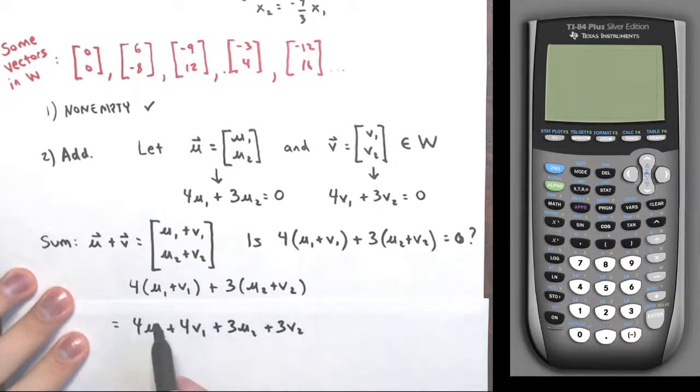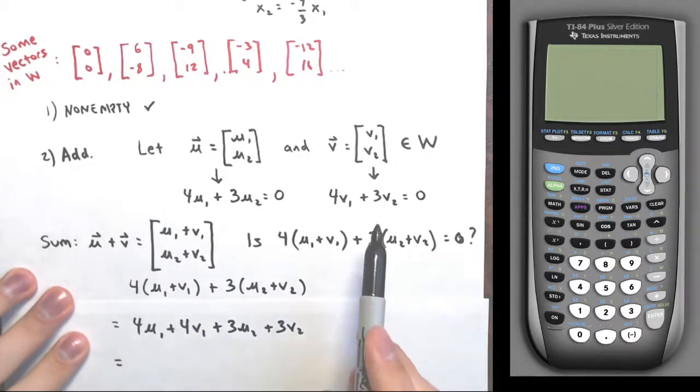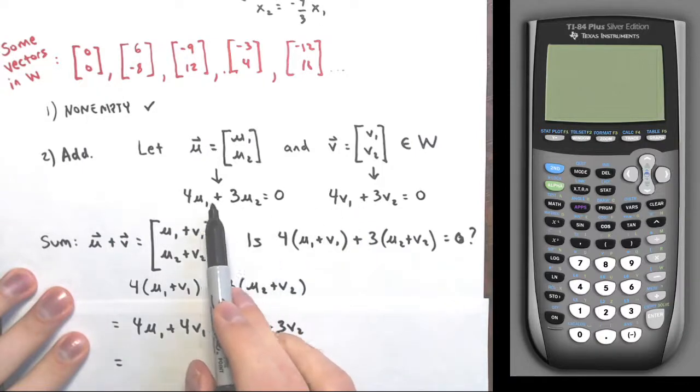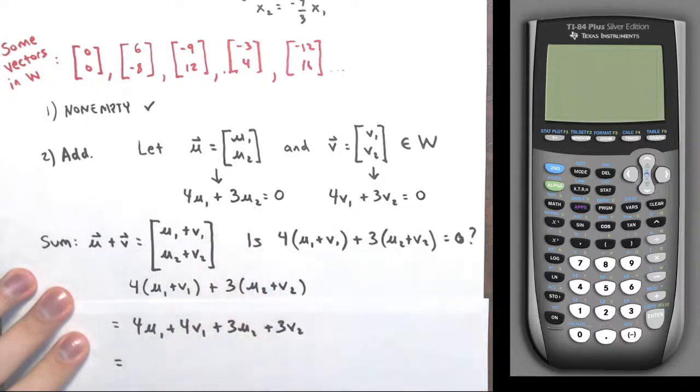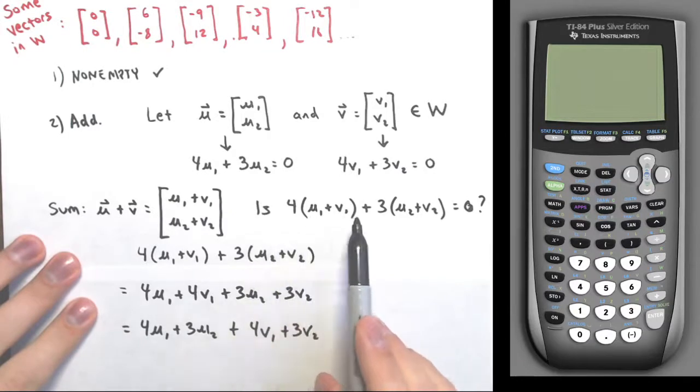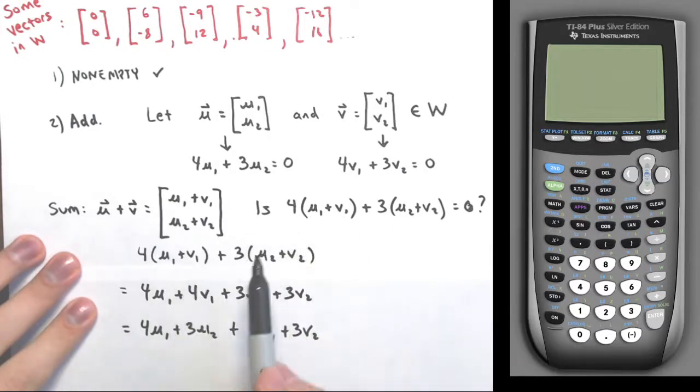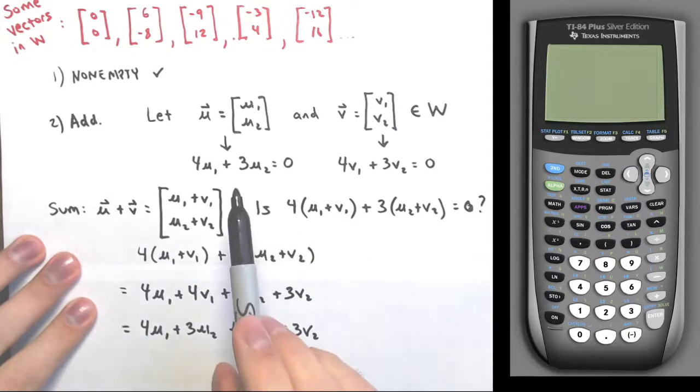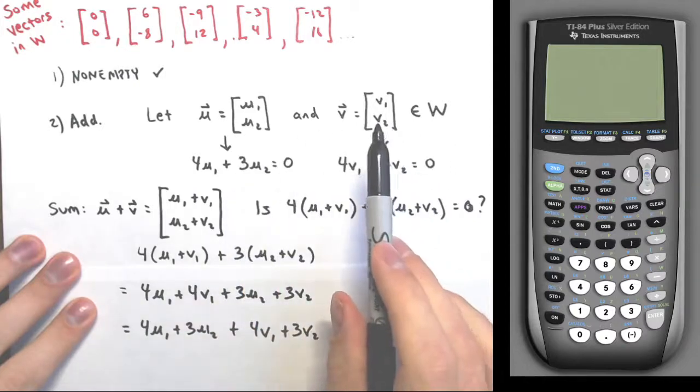And then I could rearrange terms, right? This is just a big sum. And the reason I'm going to rearrange the terms is so I have the u terms together and the v terms together. And you'll see why. This is 4u1 plus 3u2 plus 4v1 plus 3v2. And the reason I did that is because, look, this expression on the left here that I started with, we know that u is in W and v is in W.